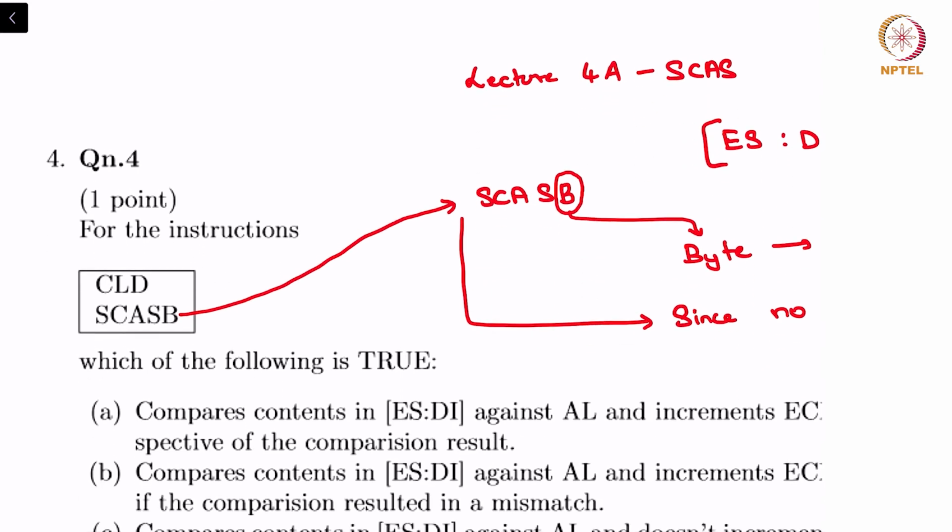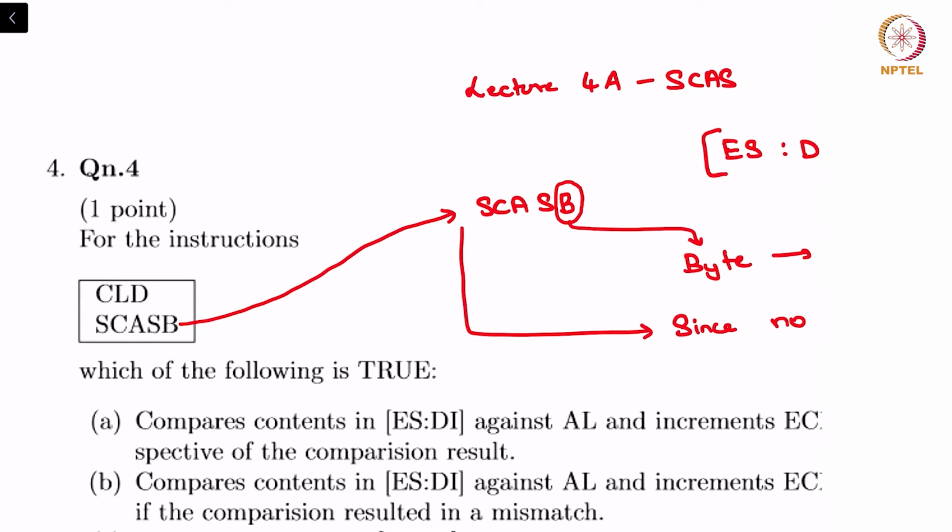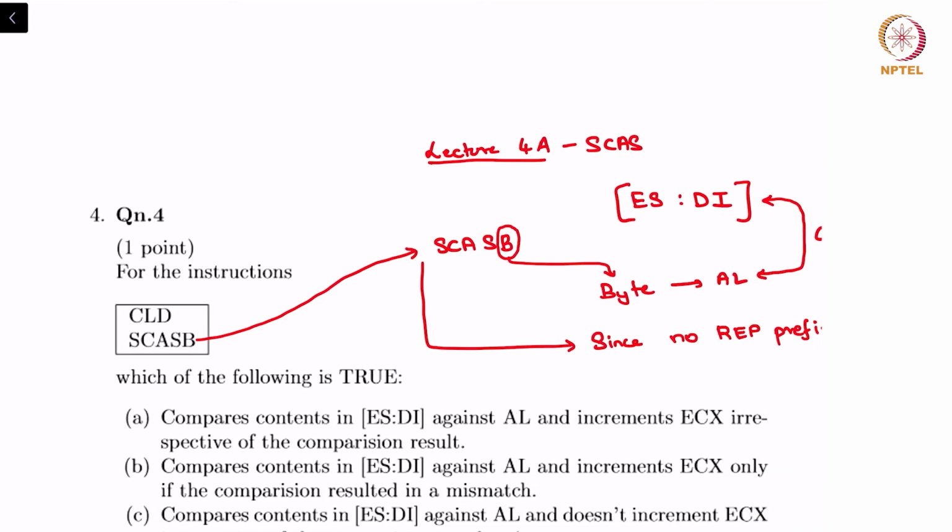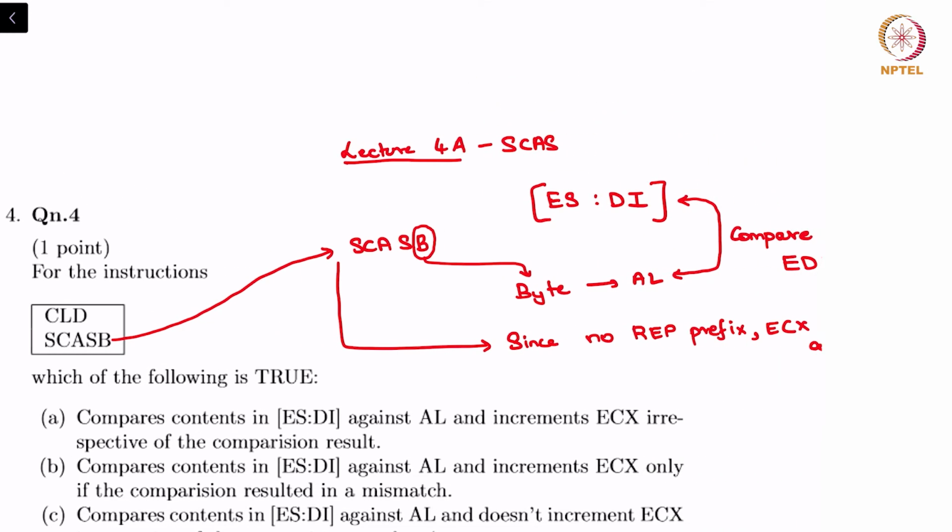So question number 4 deals with SCASB. You can find information about it in lecture 4a. So SCASB will compare AL against the destination index, which of course is given by the ES register prefix, the extra segment register, and it compares with that.